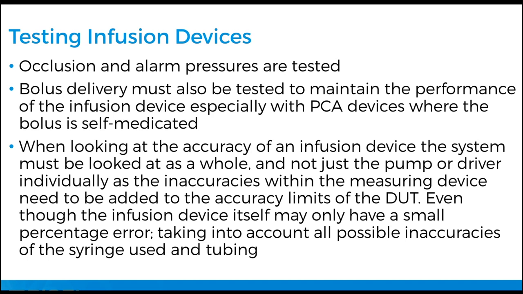Occlusion and alarm pressures are tested. Each manufacturer will have an alarm that can be set and an alarm threshold, and this can be tested using pressure manometers, or the Rigel MultiFlow has an occlusion set and test parameter where you set the pressure and you set the test, and you can determine the period and accuracy of these pass-fail thresholds for a safe amount of occlusion.